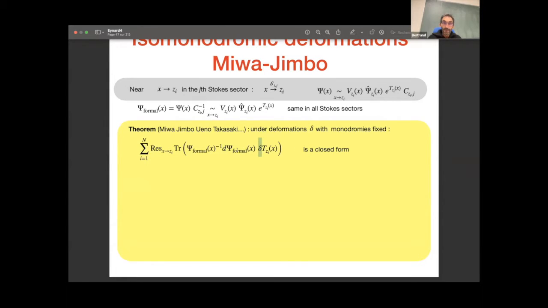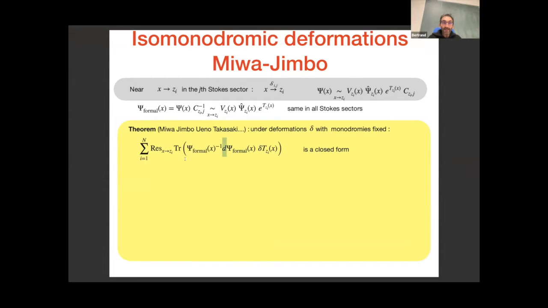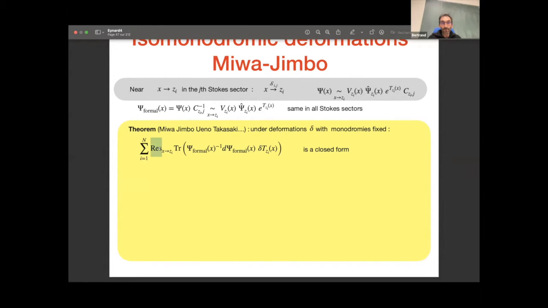And so thanks to this d, I can take the residue of a one-form. I take this psi formal times psi formal inverse. Since these are matrices, I can take the trace, you take the residue, and the claim of Miwa and Jimbo is that this is a closed form.